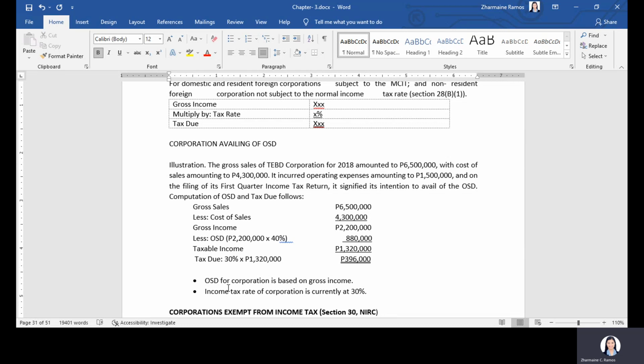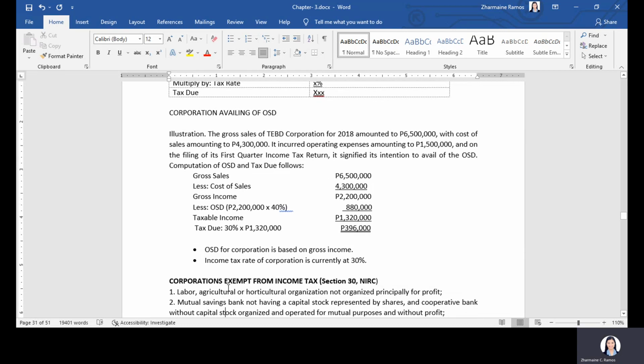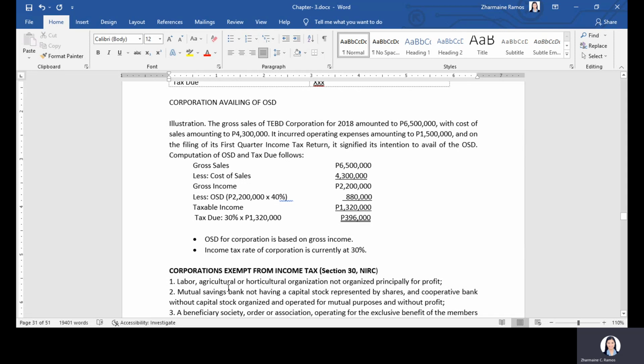Corporations exempt from income tax. Okay, so a labor, agricultural, or horticultural organization not organized principally for profit, so exempt siya. A mutual savings bank not having capital stock represented by shares, and a cooperative bank without capital stock organized and operated for mutual purposes and without profit.